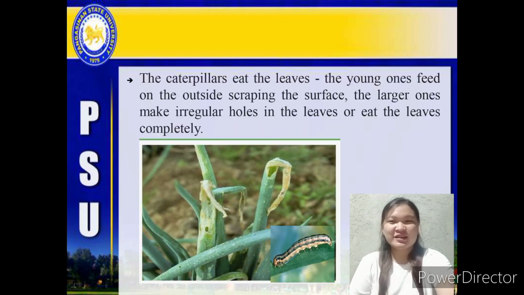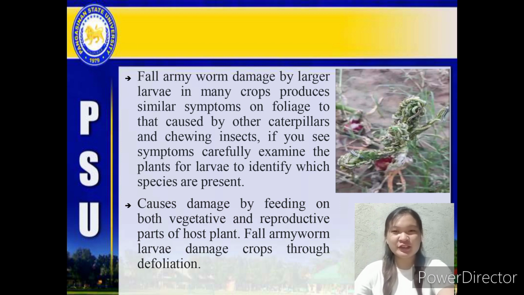Damage and symptoms. The caterpillars eat the leaves. The young ones feed on the outside, scraping the surface. The larger ones make irregular holes in the leaves or eat the leaves completely. Fall armyworm damage by larger larvae in many crops produces similar symptoms on foliage to that caused by other caterpillars and chewing insects. If you see symptoms, carefully examine the plants for larvae to identify which species are present. It causes damage by feeding on both vegetative and reproductive parts of plants. Fall armyworm larvae damage crops through defoliation.